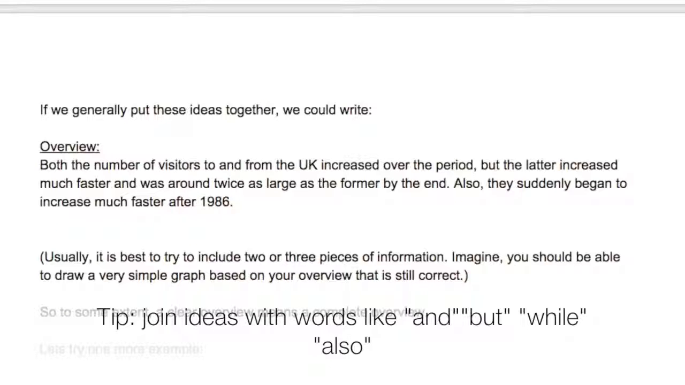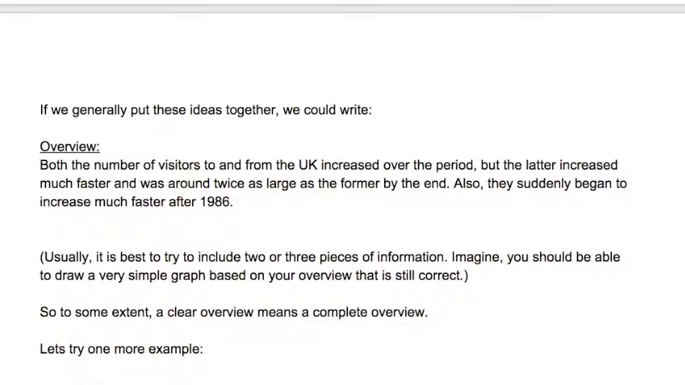Also, they suddenly began to increase much faster after 1986. So this is a pretty comprehensive overview. A good way to test this is to try to draw this idea. And if you draw, this one went up faster, and they both went up faster after 1986, sounds like you've got a pretty good idea of what happened. Good overview. So a final tip here is that for a clear overview, you usually need 2 or 3 ideas to get a really good overview, because otherwise you're not summarizing everything you see.